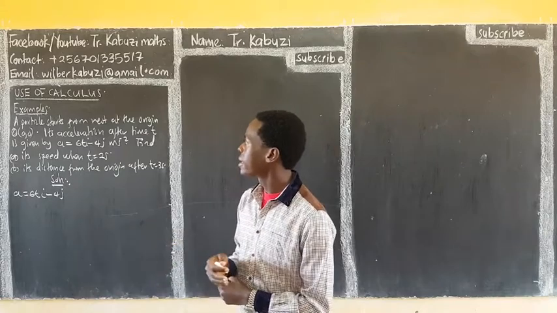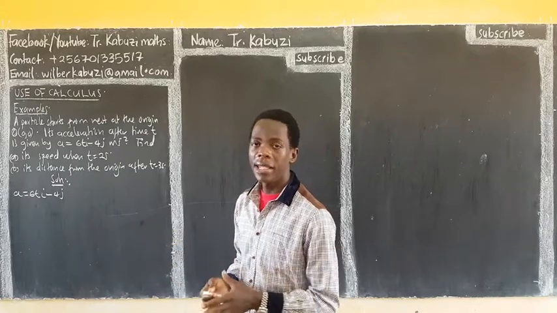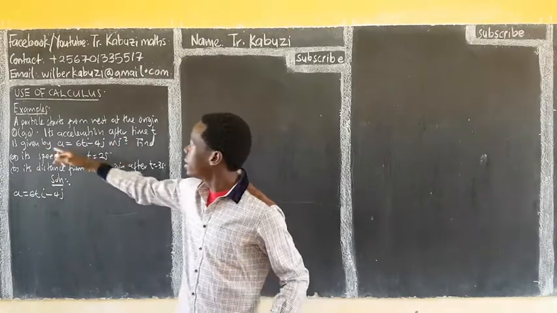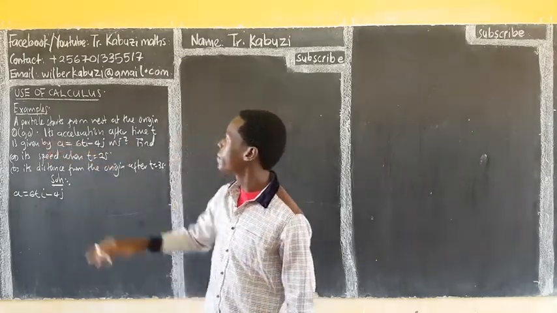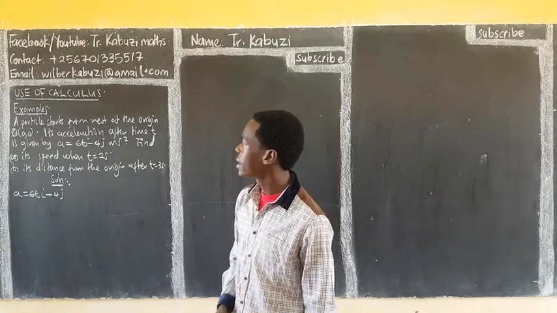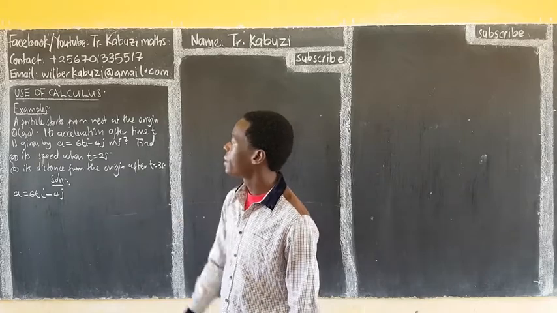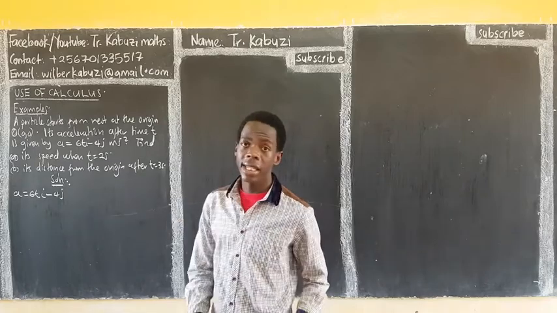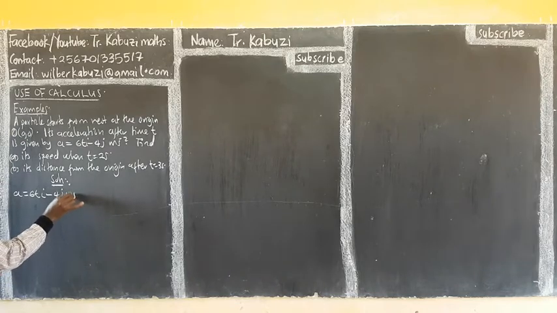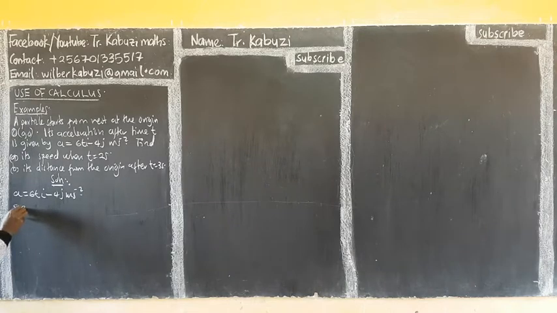A particle starts from rest, it means that when t is 0, the particle is at the origin, (0, 0). Its acceleration after time t is given by this, in meters per second squared. Find the speed when t is equal to 2. Our speed is equal to the magnitude of velocity.